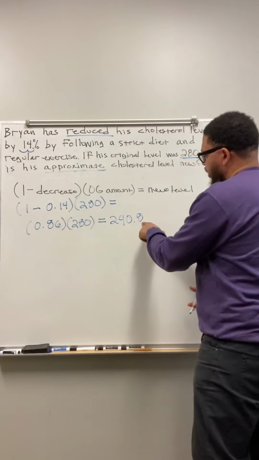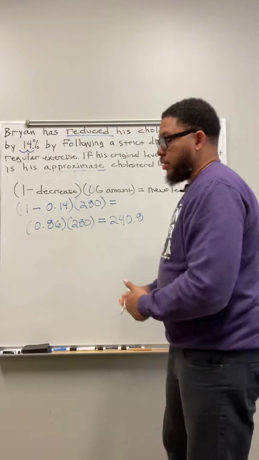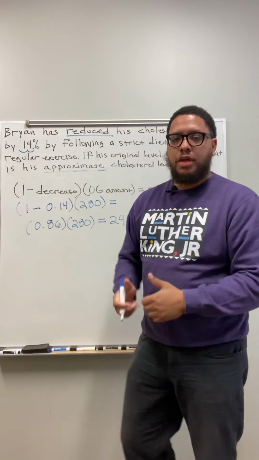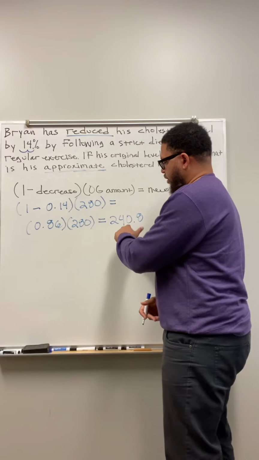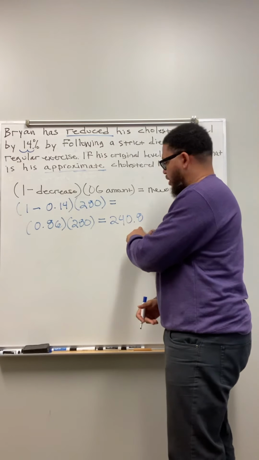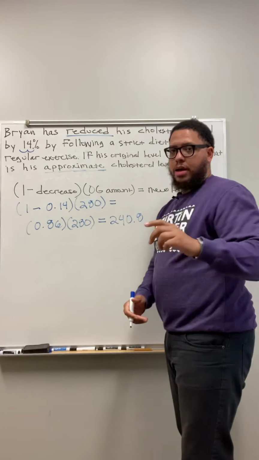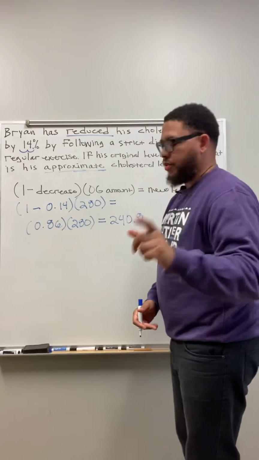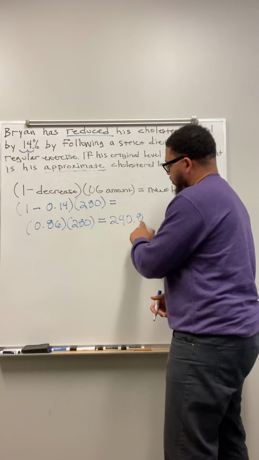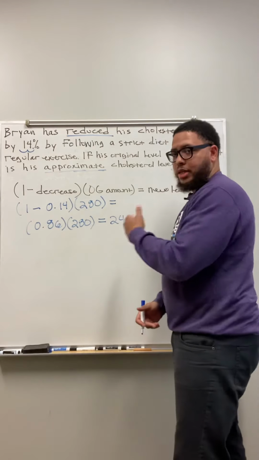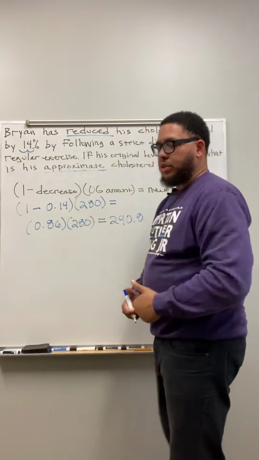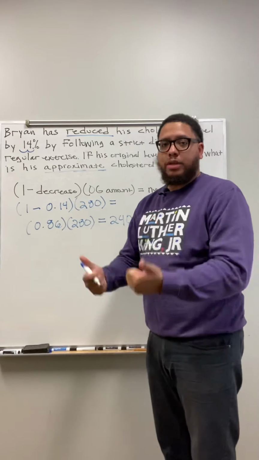So 240.8, the 8, remember, 5 and above, give it a shove. 4 and below, let it go. That means this 8 affects this 0. Now, I'm going to do another video on rounding at some point in the future. But this 8 affects this 0 because 8 is 5 or above. It's going to shove that 0. So what that 0 is going to have to do is get bigger and become a 1.